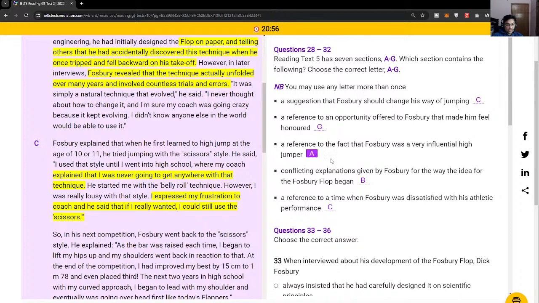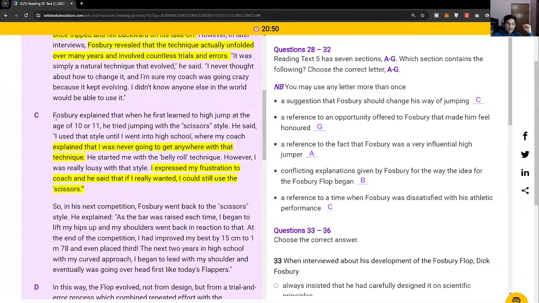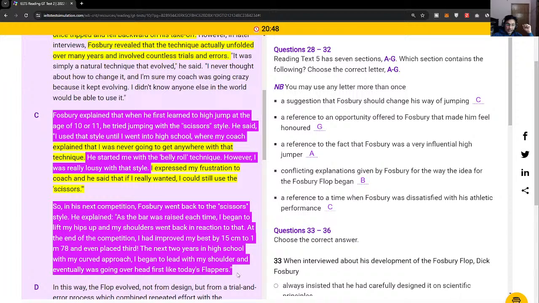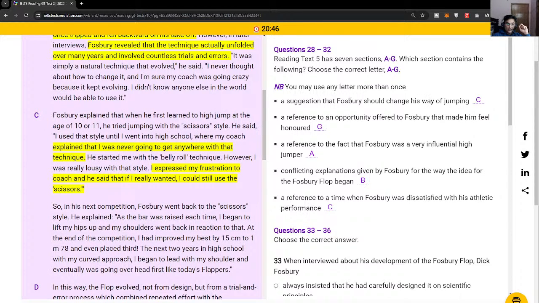C, G, A, B, C. These are the correct answers. So this paragraph, the third paragraph, has two answers. C, Fosbury should change his way of jumping, as it is mentioned here. And C, a reference to a time when Fosbury was dissatisfied with his athletic performance.